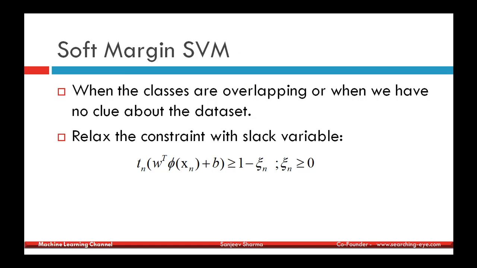So when the classes are overlapping, or when we have no clue whether the classes are overlapping or non-overlapping, we should use the soft margin SVM. The approach of the soft margin SVM is to relax the constraints. That is, for each training instance x_n in the dataset, we formulate the constraint as t_n times (w transpose phi(x_n) plus b) greater than or equal to 1 minus eta_n, where eta_n is the relaxation variable or the slack variable, with eta_n greater than or equal to 0 for each training instance.